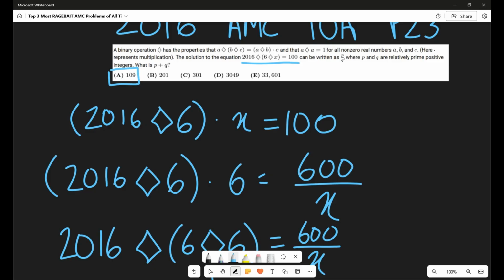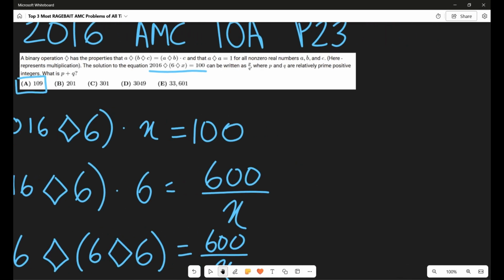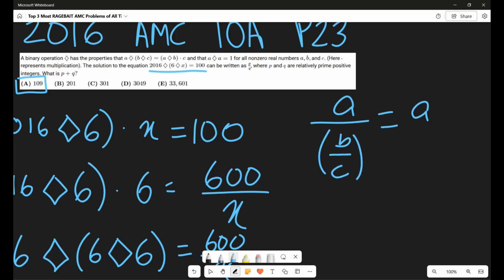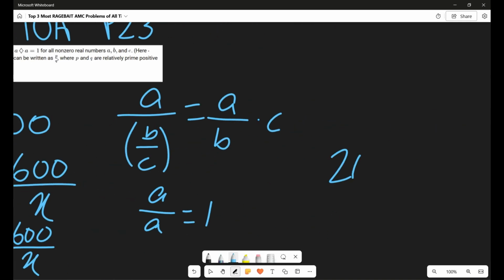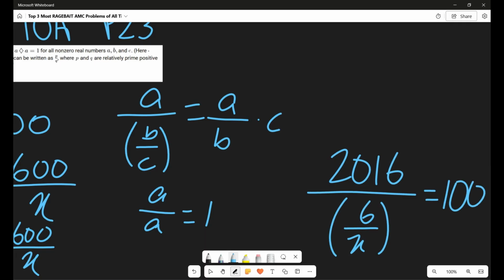Or you can realize that the diamond operation is just division, because A over B over C equals A over B times C, and A over A is equal to 1. So what we could have instead done is 2016 over 6 over X equals 100, and we could have solved that equation without going through that whole mess.